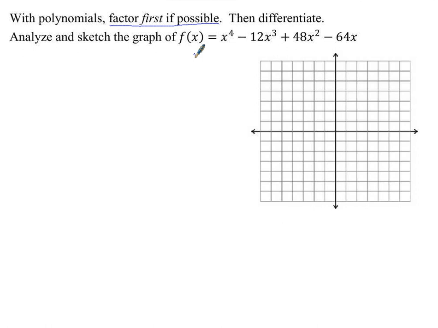No, we don't want to take the first derivative for sure. After we're done crying, go to the next slide. No. You always want to factor out a GCF, and we do have a GCF here, which is x. So we get f of x equals x times x to the third minus 12x squared plus 48x minus 64. Now what?